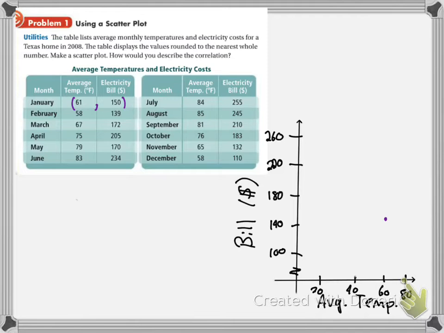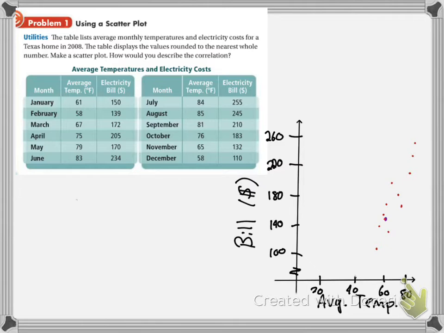When you're doing problems like these, you don't want to worry about being specific. I wouldn't be too worried about thinking exactly where 61 and where 150 is on this scatter plot. As long as you plot all of your dots generally where they're supposed to be, we're looking for an overall trend, so they don't have to be in the exact spot for us to pick up on that trend. After I plot everything, it would look a little something like this.